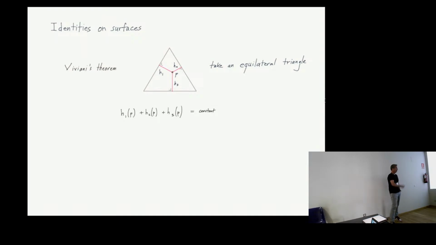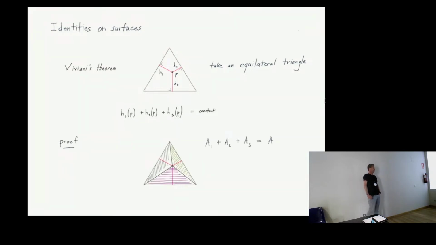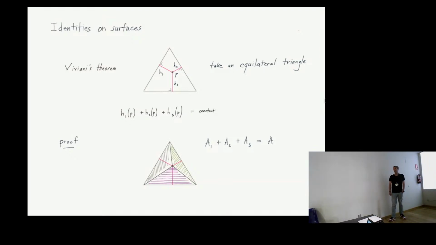And as soon as I show you the proof, or maybe you've already figured it out, then you'll see what that constant actually is. So here's the proof. There's the picture. You take that point P and you look at the lines to the vertices. This gives you three triangles, which you color with different colors. And the sum of the three areas is equal to the area of the whole triangle. And so that's the proof.